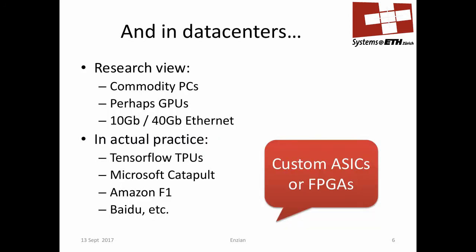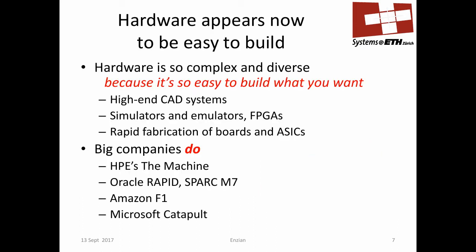And you're seeing other things, TensorFlow TPUs, everyone's heard about that. Microsoft Catapult, has anyone here heard of Catapult? Yeah, people have heard of Catapult. This is the FPGA acceleration for Microsoft Bing. Amazon F1, you can actually rent cloud resources now with FPGAs on them. Baidu have been using FPGAs for a long, long time, for instance. So there's a lot of custom ASICs, a lot of FPGAs in industry.